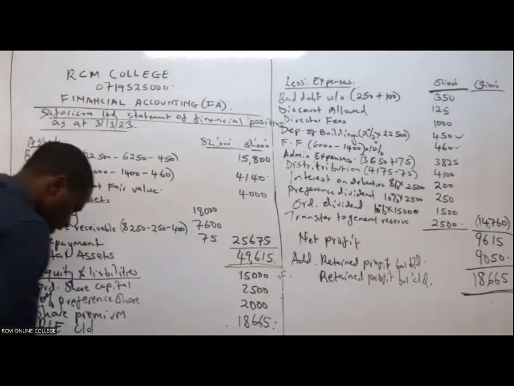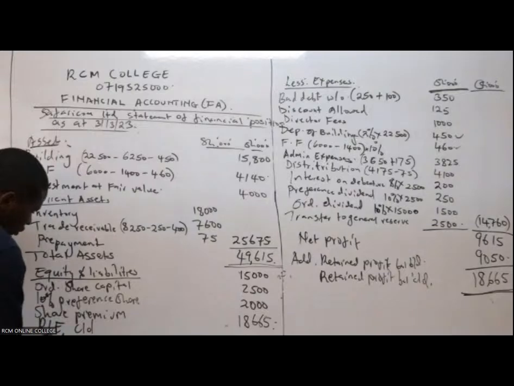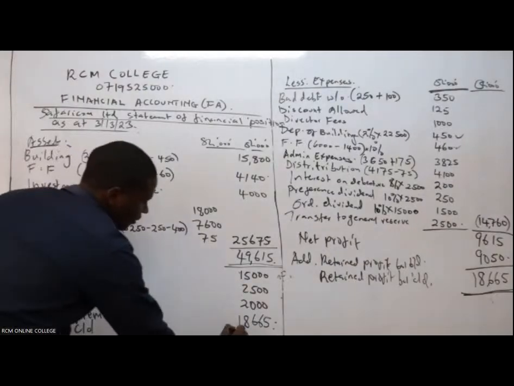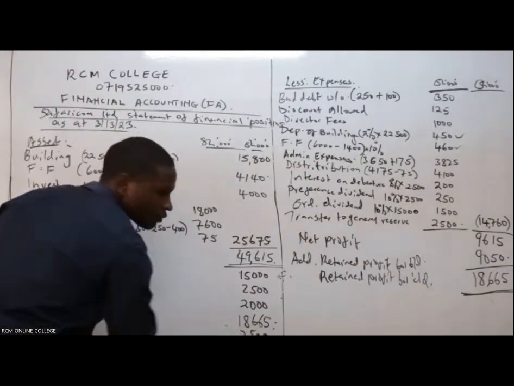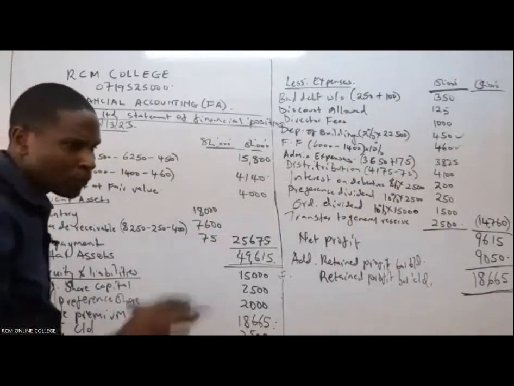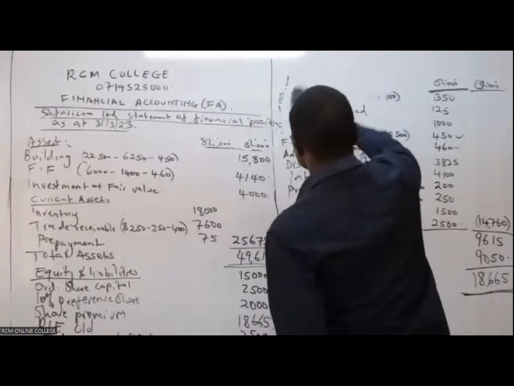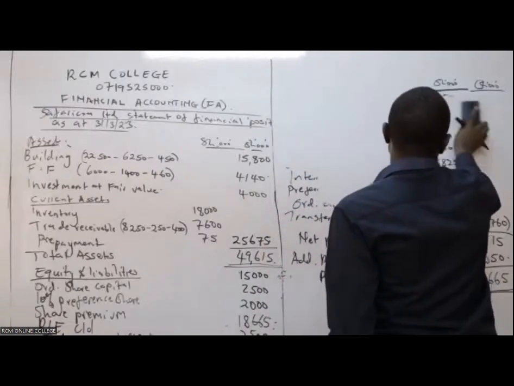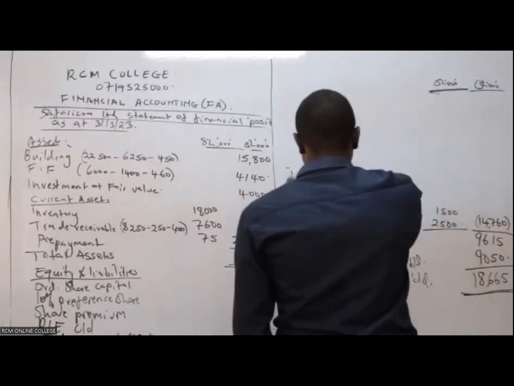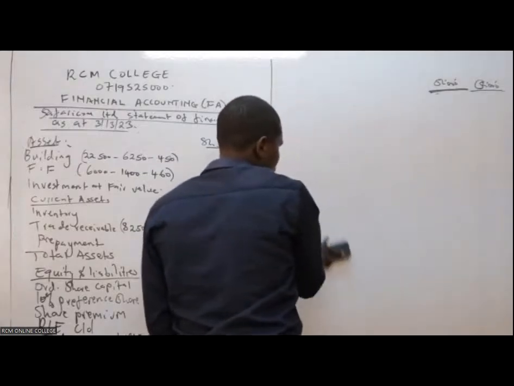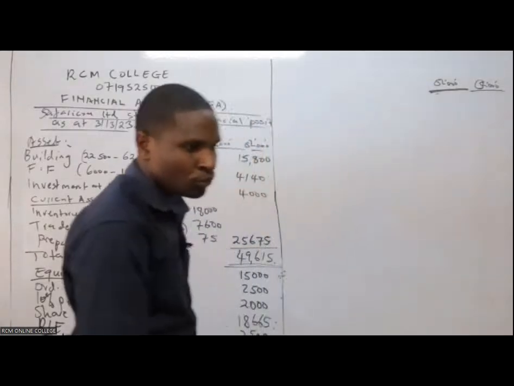Then we have the transfer to general reserve. How much was the general reserve? 2,500. Thanks. We are almost done. We will finish this now. That was the objective of today, to finish up with this.